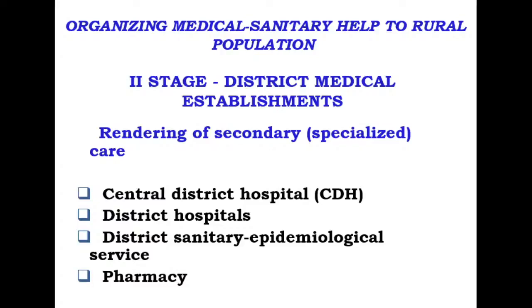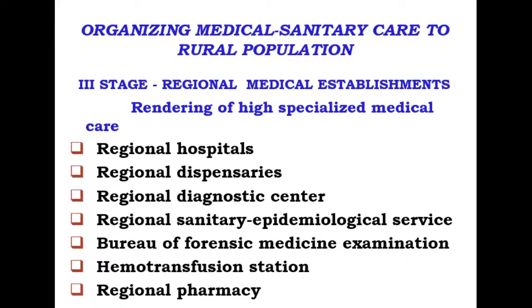And the last stage is the regional medical establishment, or one connected to the territory, which sometimes is Republican, as in Crimea, for example, or in Krasnodar it is called the Krai Hospital. In this stage there may be the regional hospital, regional dispensary, regional diagnostic center, and the regional sanitary-epidemiological service, which in the Russian Federation is called Rospotrebnadzor. In the Russian Federation there are two control organs. One controls the epidemiological situation, Rospotrebnadzor. Another organ is called Roszdravnadzor, which controls the quality of medical care.